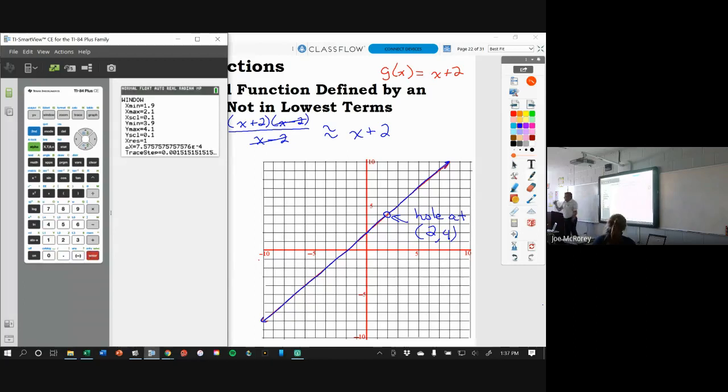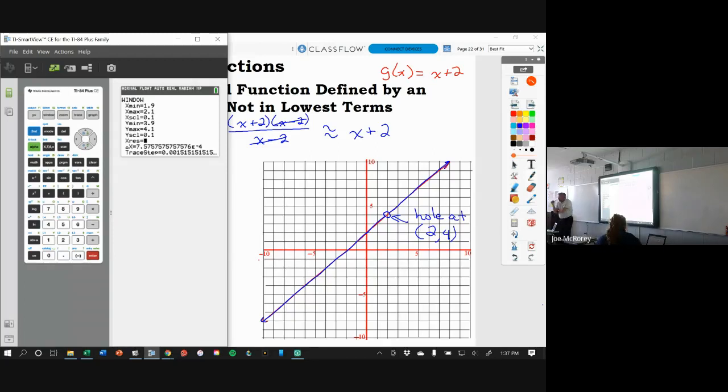I'm zooming in on that point 2, 4 right now. Once your window is set to what I just set it to, now graph it. Change your window to what I've typed in. Now, can you see the hole?